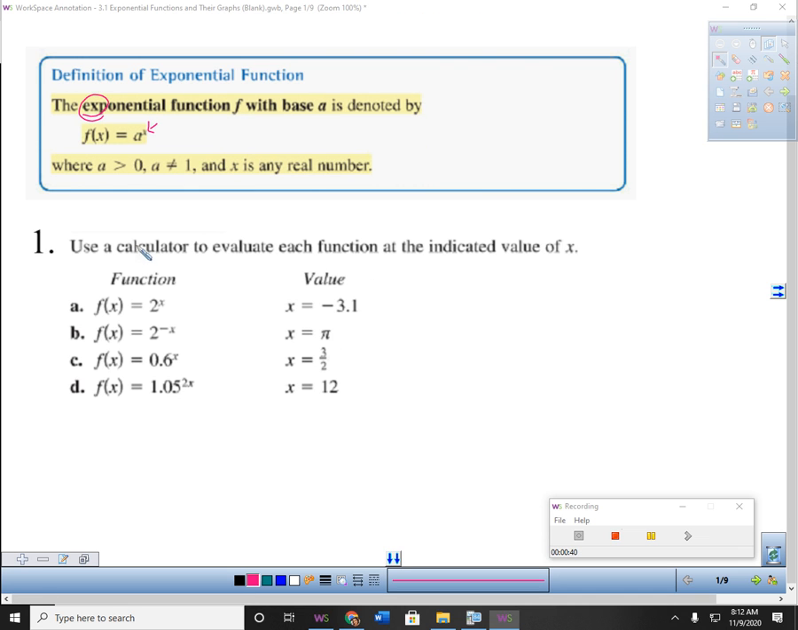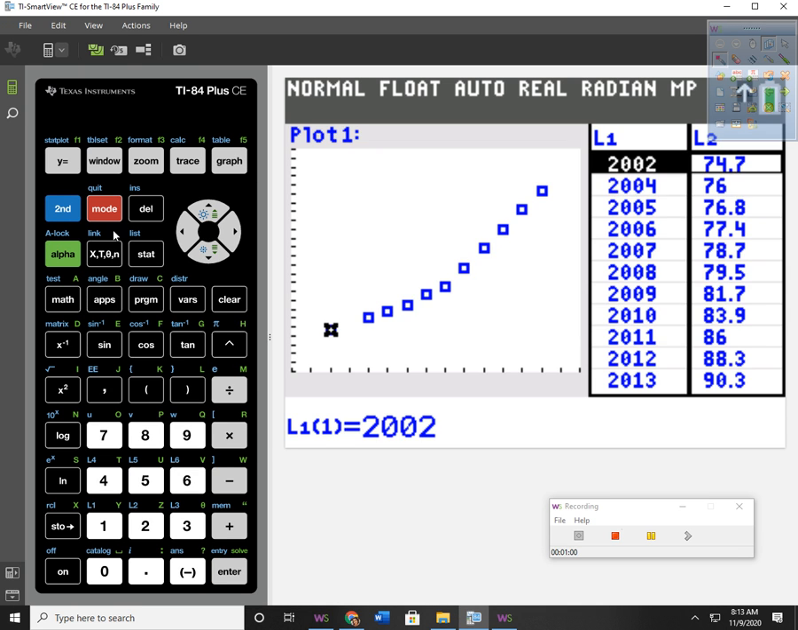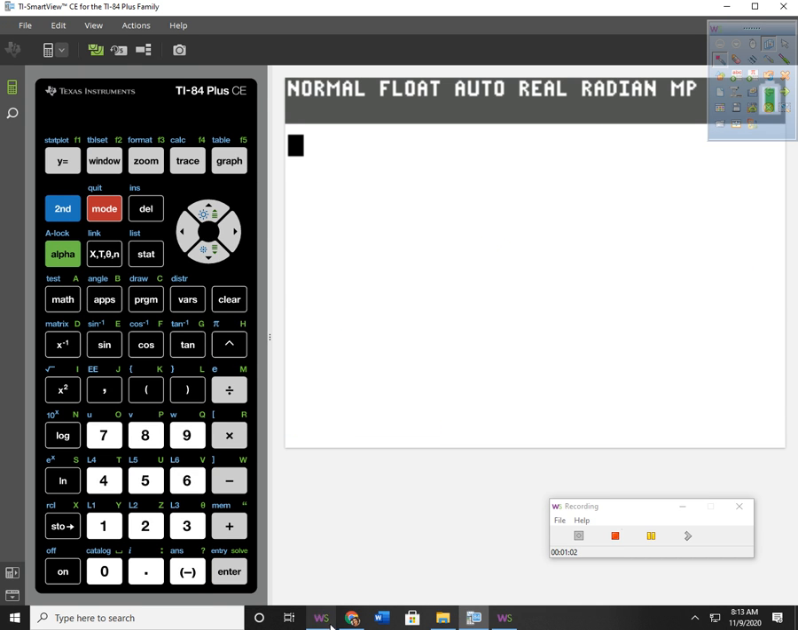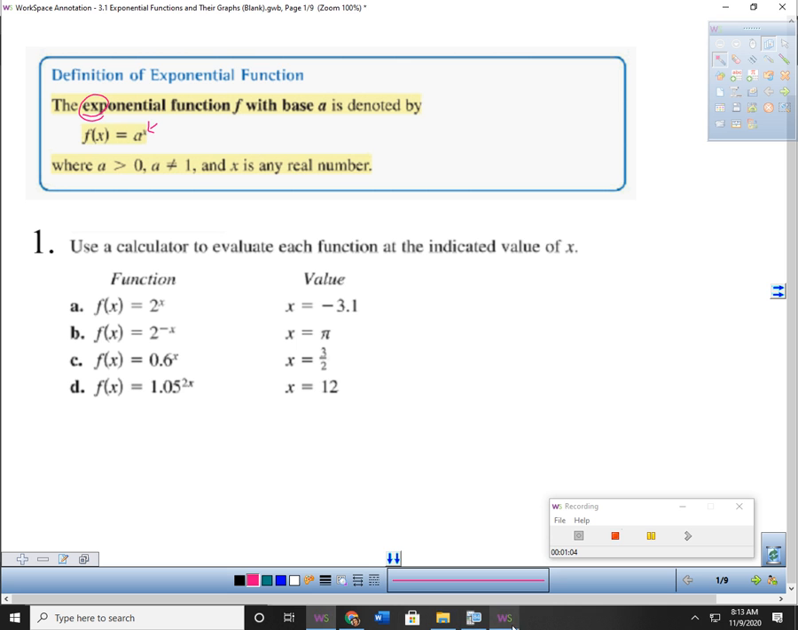So first off, we're just going to have a little reminder of how to plug into an exponent, which we all know already. But they're telling us that our value of x is negative 3.1. So we're just going to take this equation and plug in negative 3.1 for the x. So I literally would just take my calculator and plug that in. So 2 to the negative 3.1.